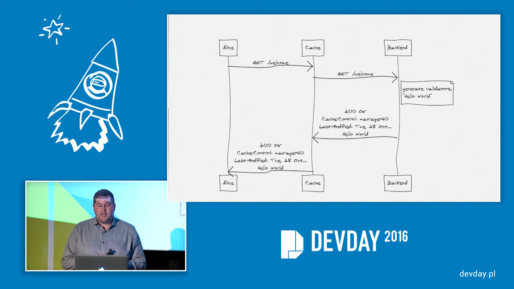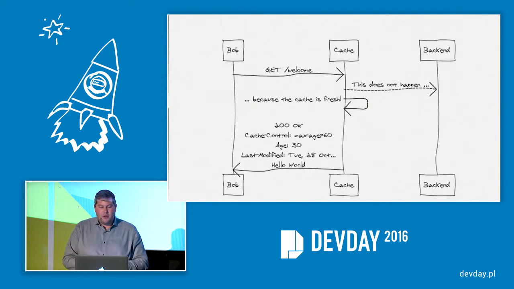Here, Alice comes along to /welcome. There's nothing in the cache, so the cache goes to the backend. The backend generates a new HTTP hello world response with 200 status code. This time it specifies both a cache control header as well as a last modified time. So here the cache control header is a max age of 60 seconds and the last modified timestamp. And that'll return back to Alice.